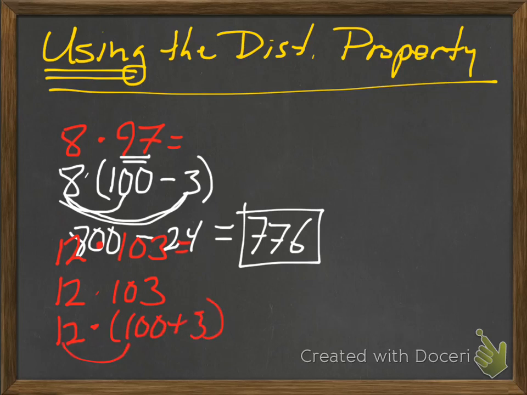And again, 12 times 100 is equal to 1200, and 12 times 3 is 36, and I'm adding those together, and so I get 1236. Again, I'm able to do the math in my head because the distributive property allows me to simplify the problem.